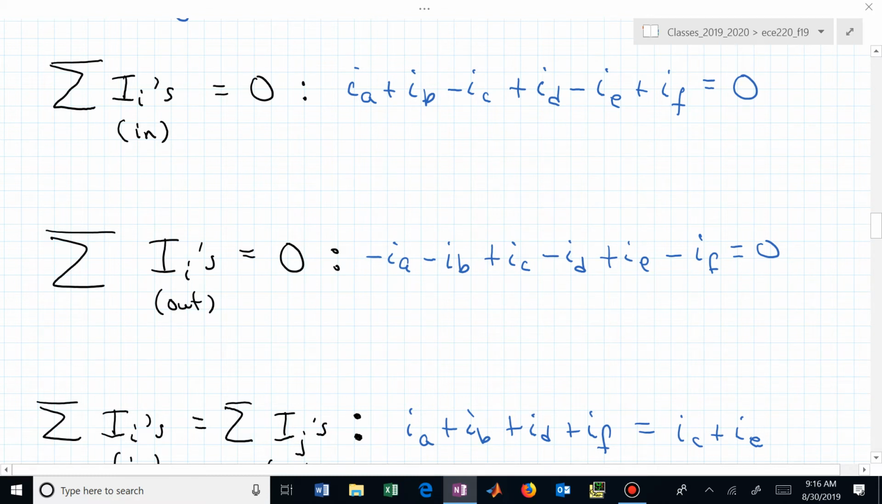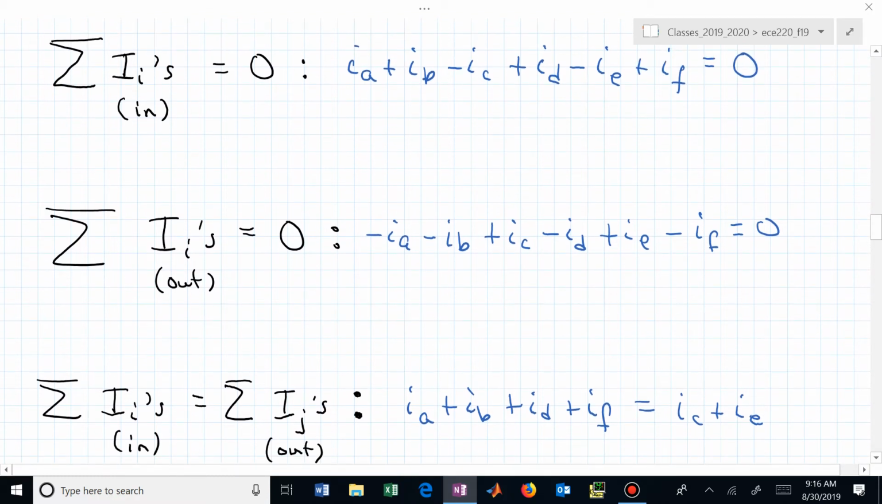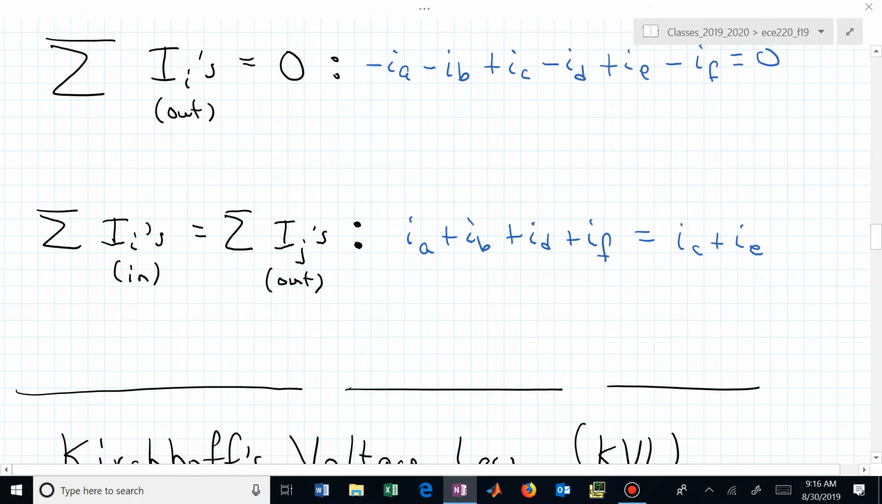Questions on KCL. Now, to test yourself, you should look at example 6 in chapter 2 to see if you're understanding KCL.